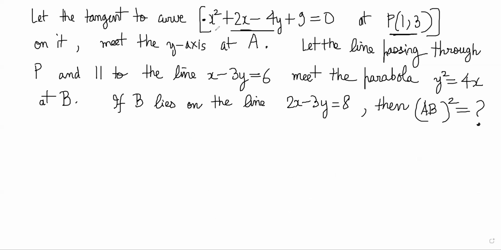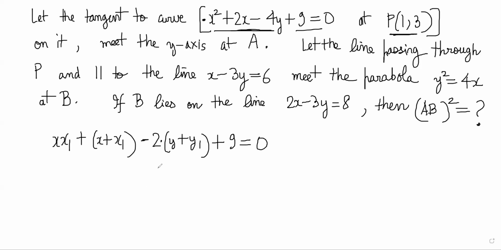The curve equation is this. (x1, y1) is (1, 3). So instead of x square, I will write x x1. Instead of 2x, I will write plus (x + x1). Instead of 2y, I will write minus 2 times (y + y1), since 2y becomes y plus y1. And the constant term is kept as it is. Now I'll put x1, y1 as 1 and 3. So this is x plus 1 plus x minus 2 times y plus 3, plus 9 equal to 0, right?